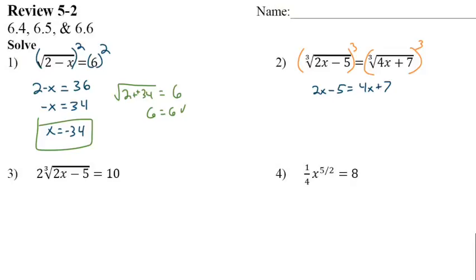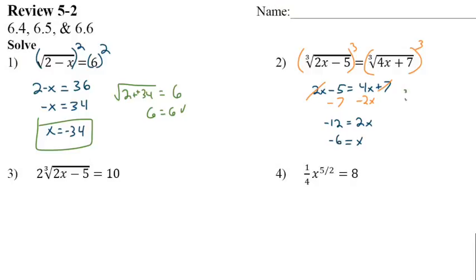So what we're going to do is I'm going to subtract the 2x. I'm going to subtract the 7, and I get back to my color. 7 and 5 make 12. Yeah, they make 12. Negative 12 equals 2x. I divide by 2, x equals negative 6. And then again, we're going to check it out.